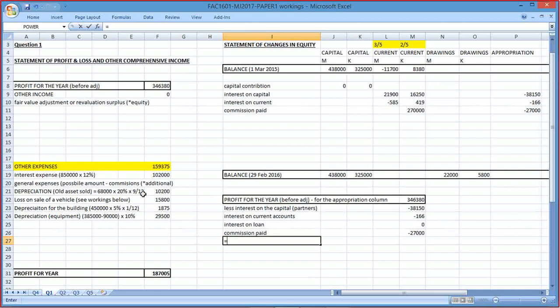Depreciation we provided for. What else did we have here? The loss on the vehicle. Okay, so then this figure can actually change. That would be the profit for the year.